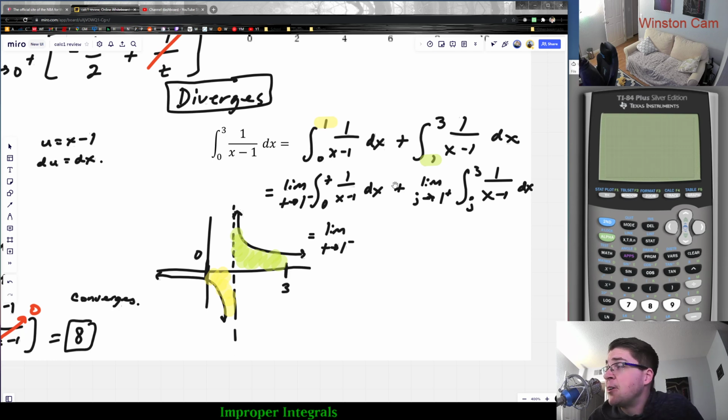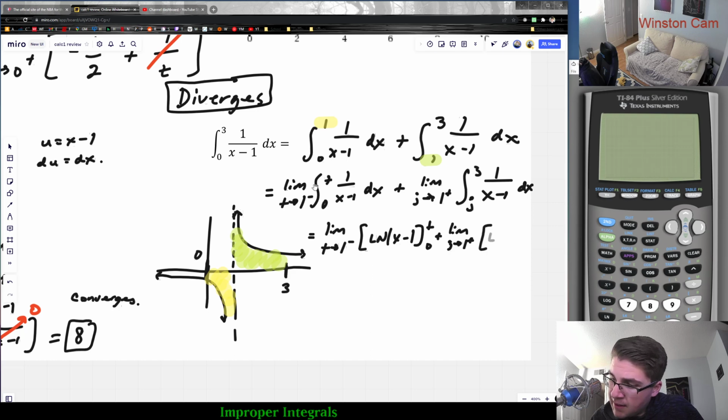So if we know how to do the integral, well, that's the natural log of x minus 1. I am allowed to do this integral because it's continuous from 0 to t, assuming t is getting closer and closer to 1, right? It's continuous over here. It's just not continuous at 1, but this is the workaround. And again, with the secondary component, the limit as j approaches 1 from the right, the integral of this would be the natural log of x minus 1 from j to 3. And I need to plug in my boundaries of integration.